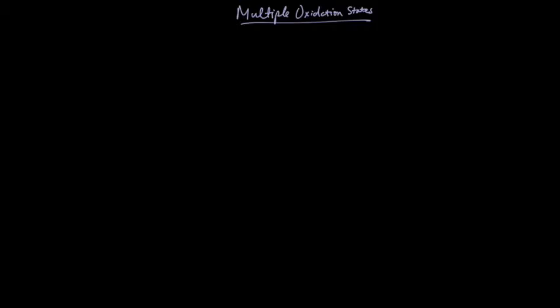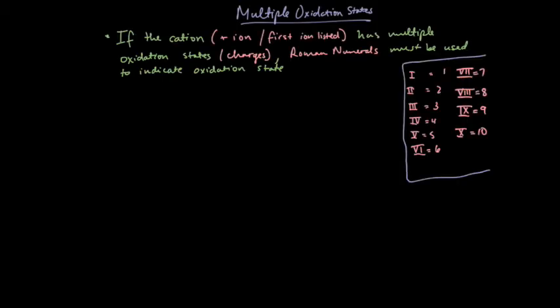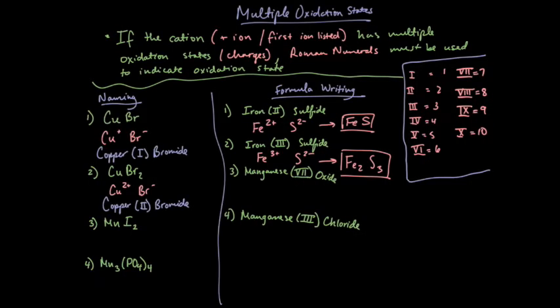Now what happens if the cation has multiple oxidation states? So that means we have to use Roman numerals to indicate which oxidation state they are. So Roman numerals off to the right side, I listed them there from 1 to 10, what they look like in case you don't know. And then here are some examples here.